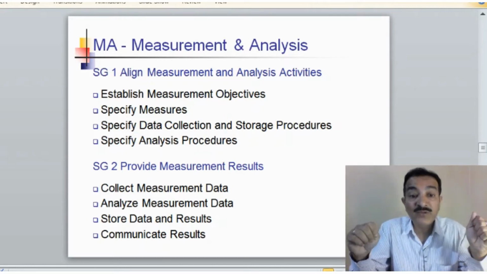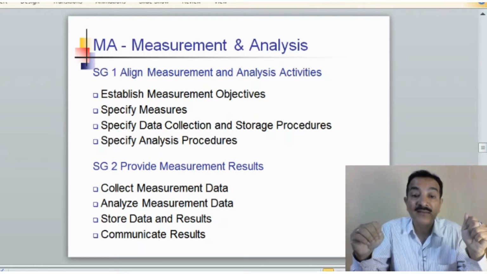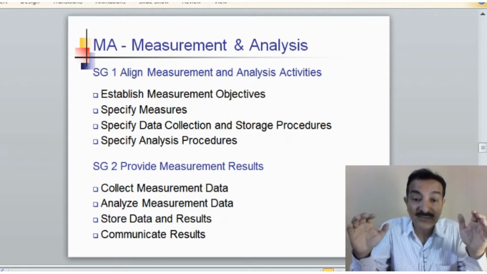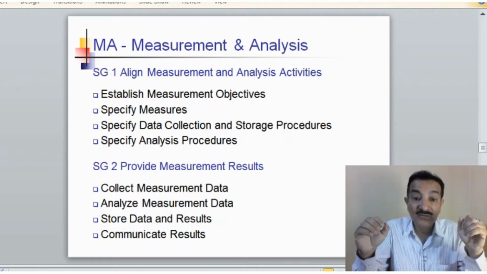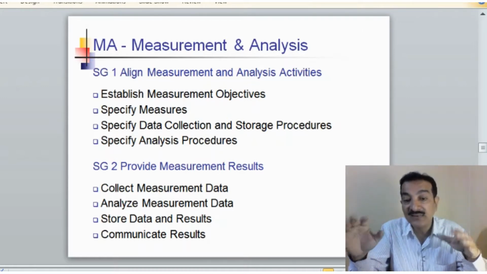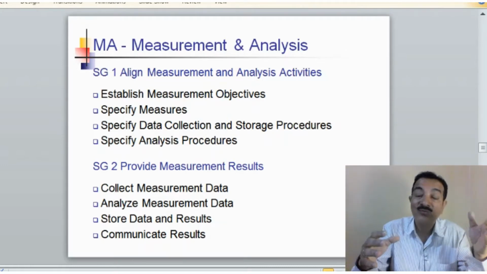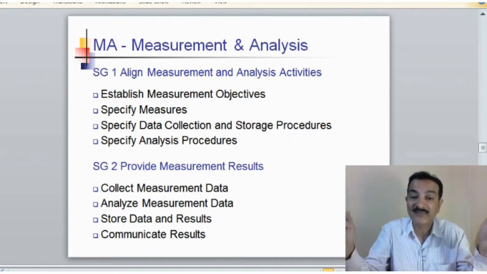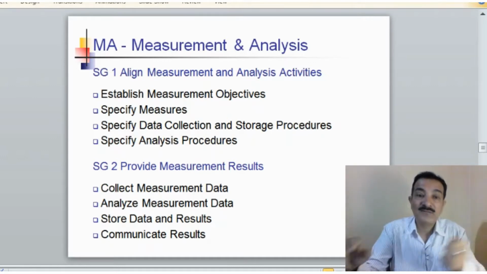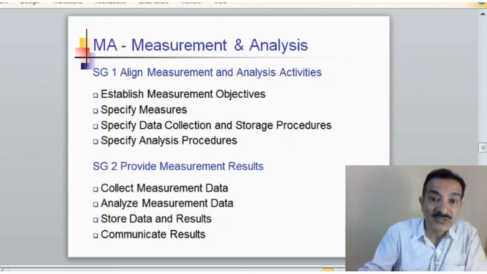In specific goal 2, provide measurement results. Now once you have collected measurement data, you have analyzed measurement data, you have stored the data and results in a particular way, then you will communicate that with the higher level management, with all the relevant stakeholders. So that is about the measurement and analysis.